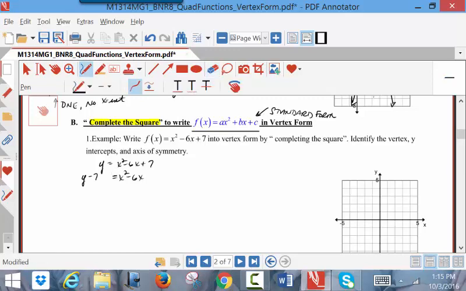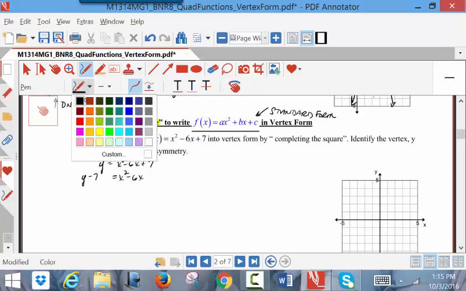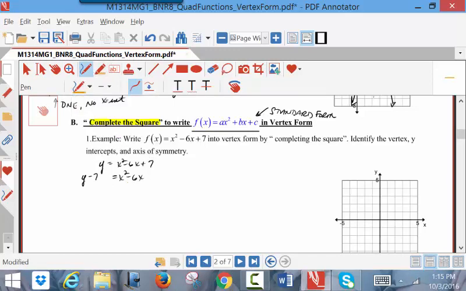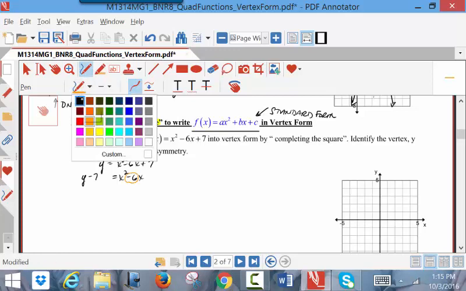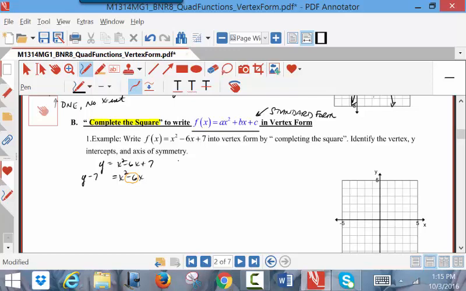Here's where it gets interesting. You take a look at this coefficient of x, this number right here, and we're going to do some strange things to that number. We're going to take half of it. So I'm going to take negative 6 and take half of it. Half of that number is negative 3. Then I take that number and I square it. Negative 3 squared is 9, and I get a new number, 9.